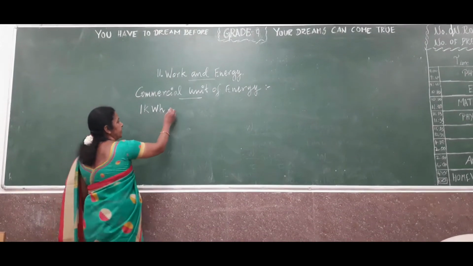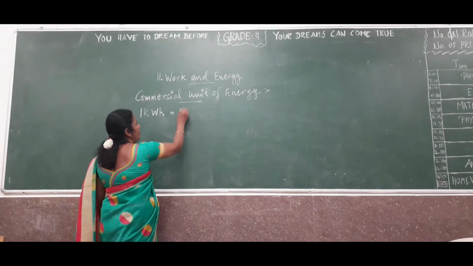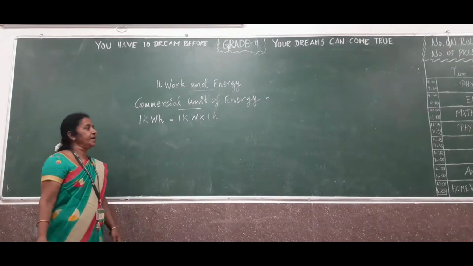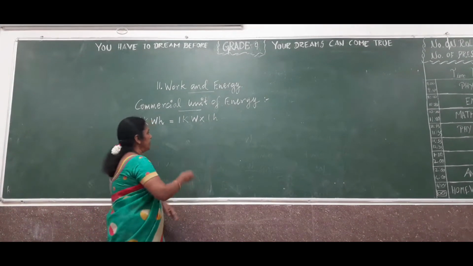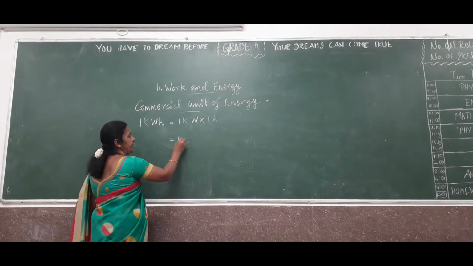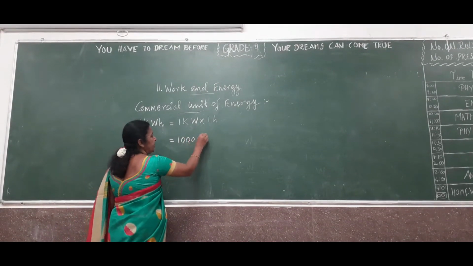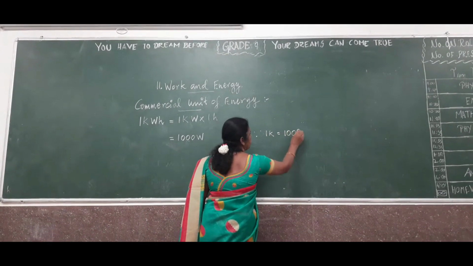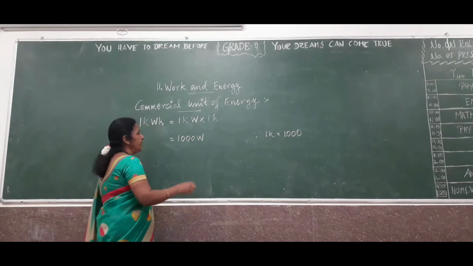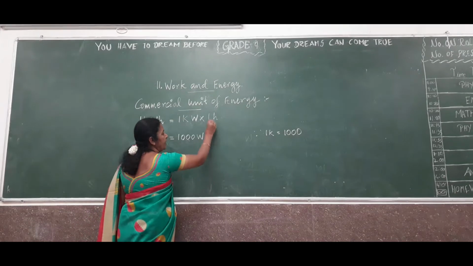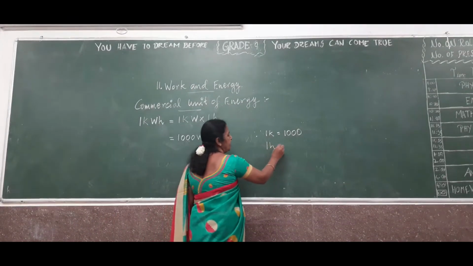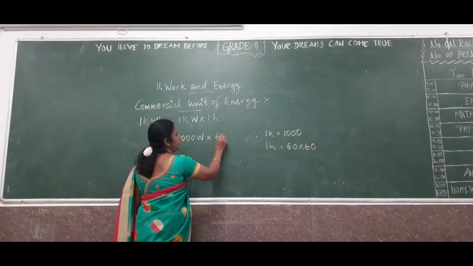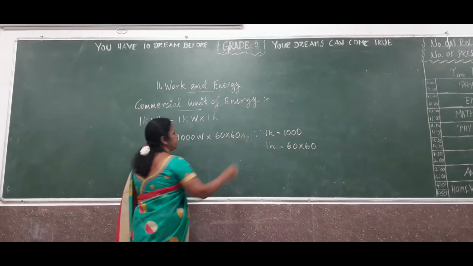So 1 kilowatt hour can be written as 1 kilowatt into 1 hour. Now you split: 1 kilo can be written as 1000 watt, since 1 kilo is equal to 1000. So 1000 watt into 1 hour. 1 hour can be written as 60 into 60 seconds.